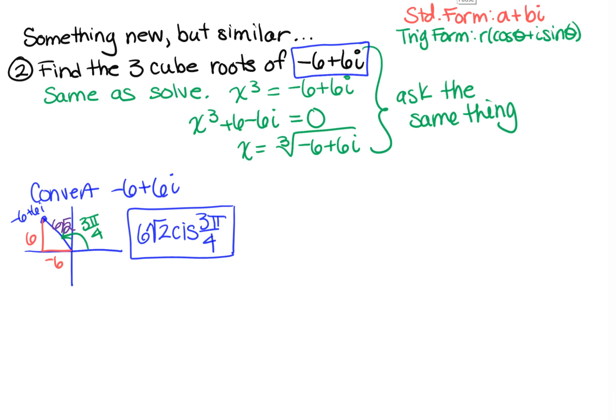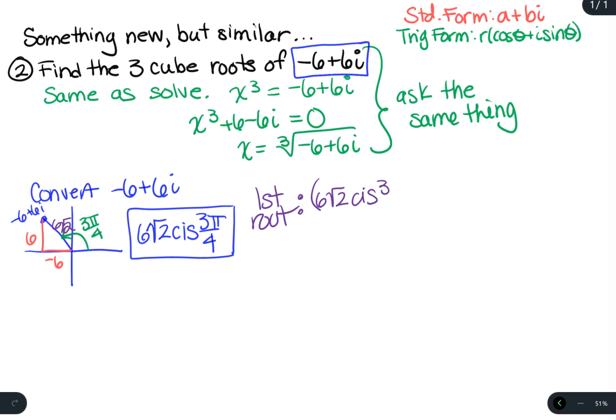All right, so now what we want to do is find the 3 cube roots of this trigonometric number. So the first one, I'm going to call this the first root. Pardon my dogs. So for the first root, we're just going to take this trig number, 6 square root of 2 cis 3 pi over 4, and find the cube root of that.